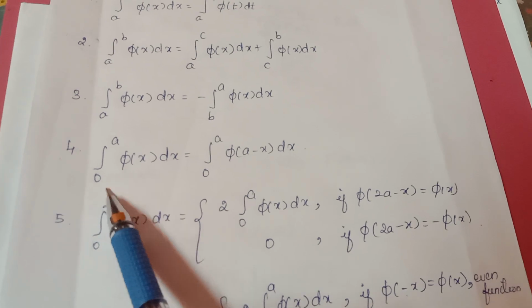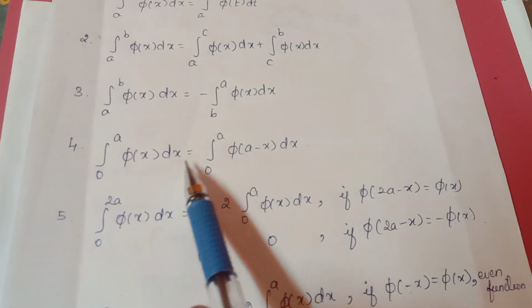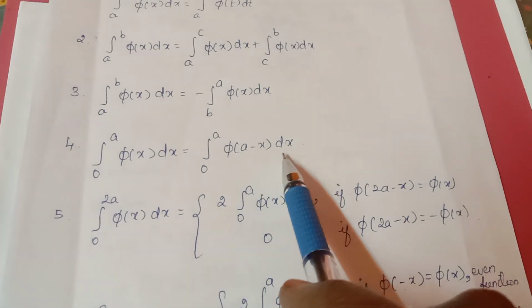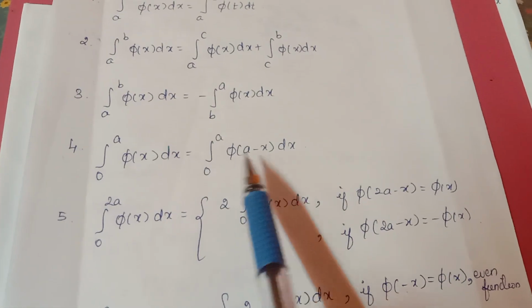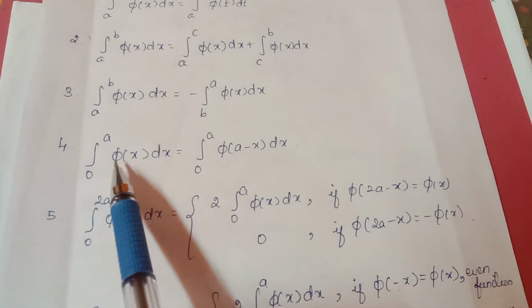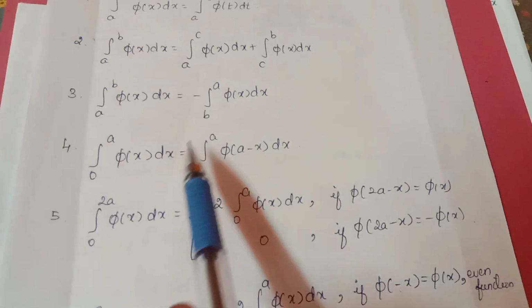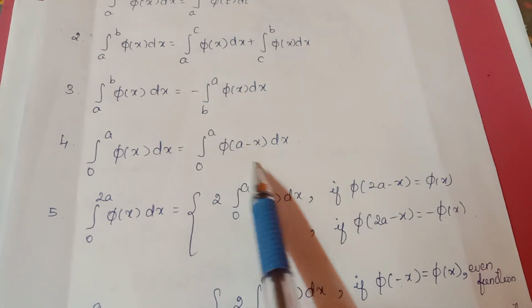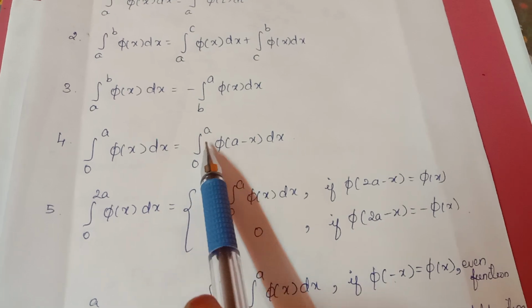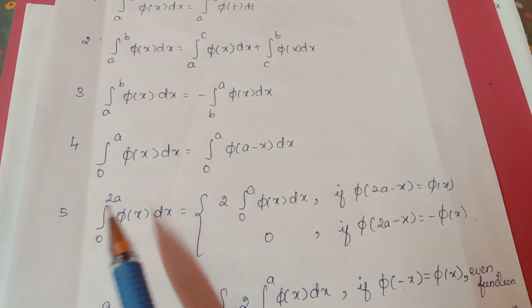Next one is integral 0 to a phi of x dx is equal to integral 0 to a phi of a minus x dx. This is one important property. See, here the integrand is phi of x. Here the integrand is changed into phi of a minus x. That is, integral 0 to a phi of x dx is equal to integral 0 to a phi of a minus x dx.